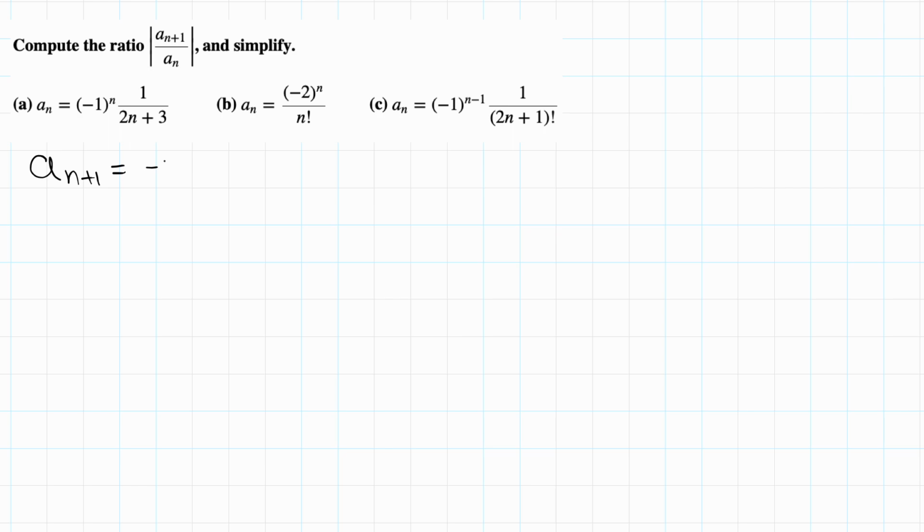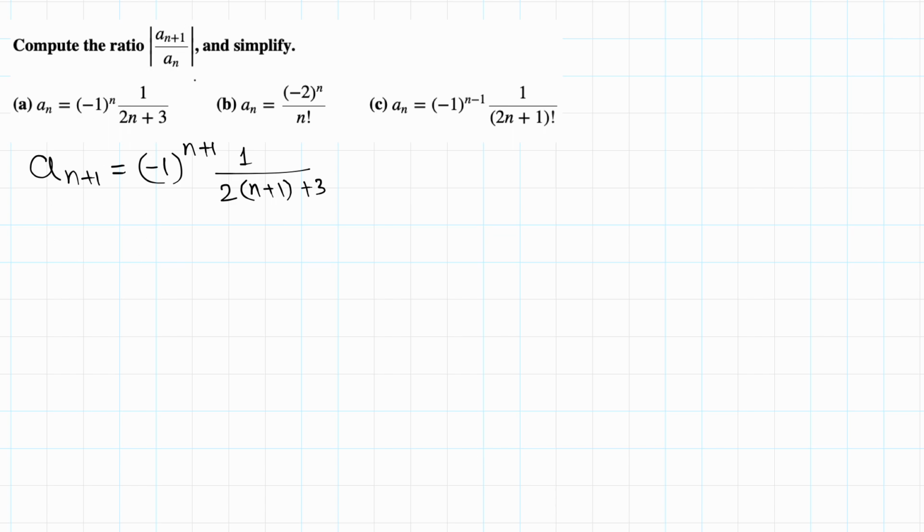So this is going to be negative 1 raised to n becomes n plus 1. And 1 over, on the bottom, 2n is now n plus 1, plus 3. It's not simply plus 1. Wherever n is, we write n plus 1. And this is 2n plus 2 plus 3. This is 2n plus 5 if we simplify. Okay, now let's find this ratio.